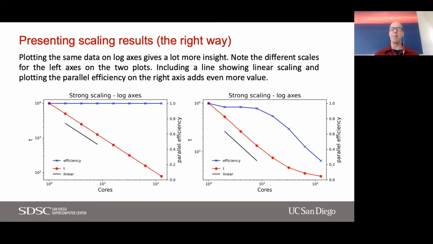So a code that has perfect scaling, the runtime as a function of cores, is going to look like a straight line on a log plot.